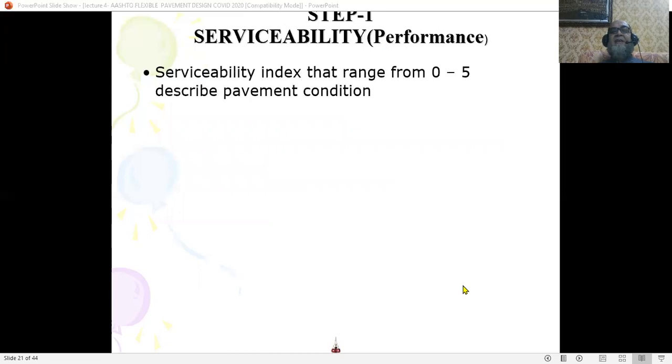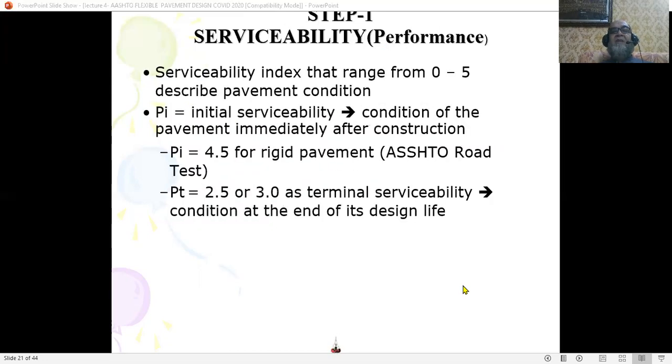Serviceability, like here, is 0 to 5. PI is initial serviceability. For rigid pavement, it is 4.5. Why is it 4.5? Because rigid pavement performs better than asphalt concrete pavement, and we take 4.5 from a scale of 0 to 5 as the initial serviceability for rigid pavement. Again, for terminal serviceability, the guidance is the same. You can take 2.5 or 3 as the terminal condition at the end of the design.